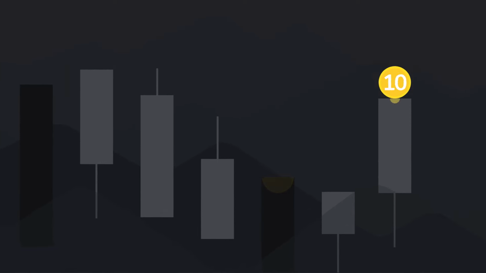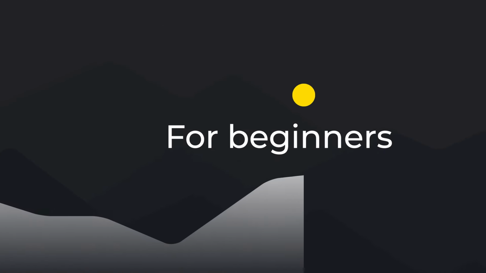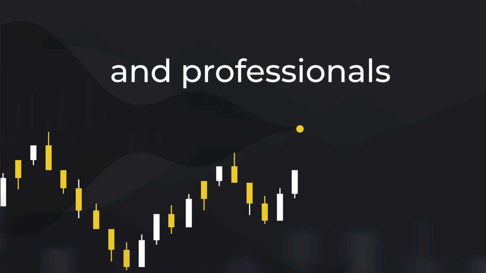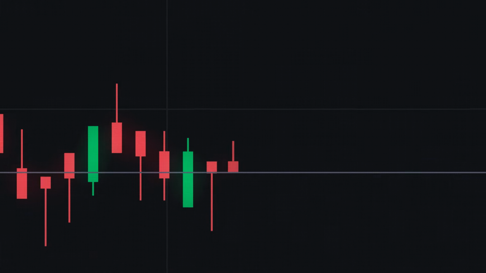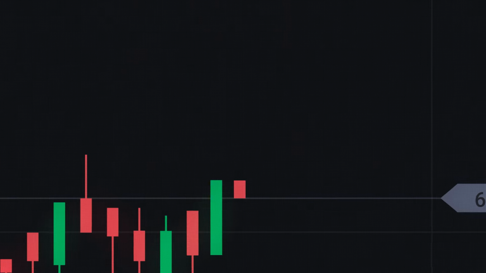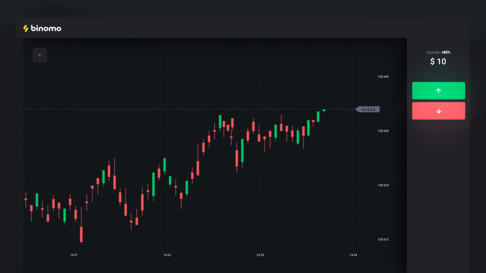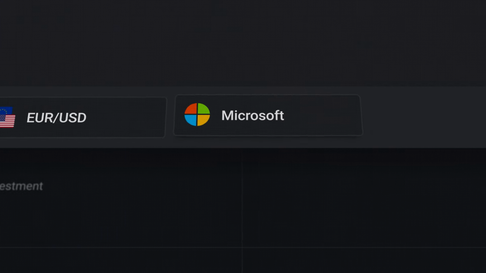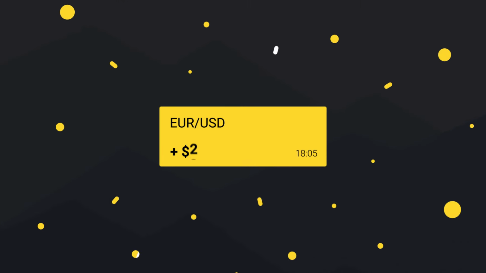Trade on financial markets and make a profit. We have created a user-friendly platform for both beginners and professionals. The basic principle is simple. You earn money by making accurate forecasts. You can choose from different assets, open multiple positions at the same time, and if your forecast is correct, your trade will be successful.